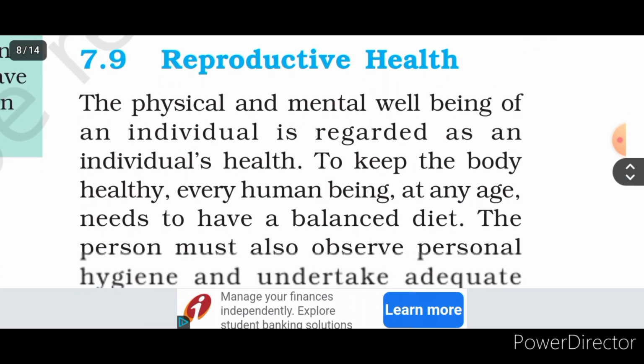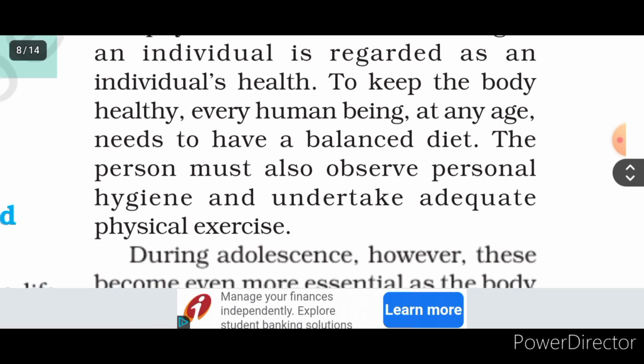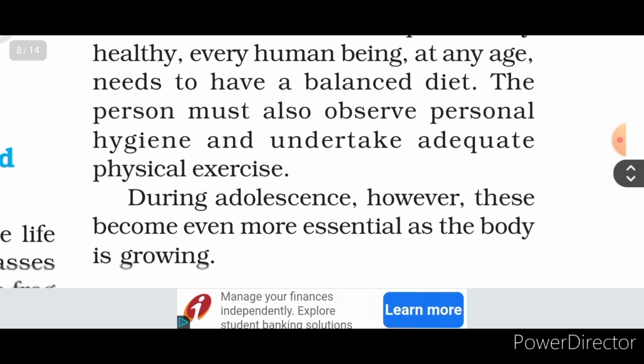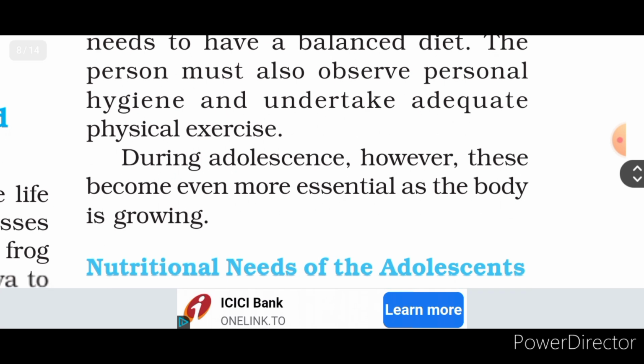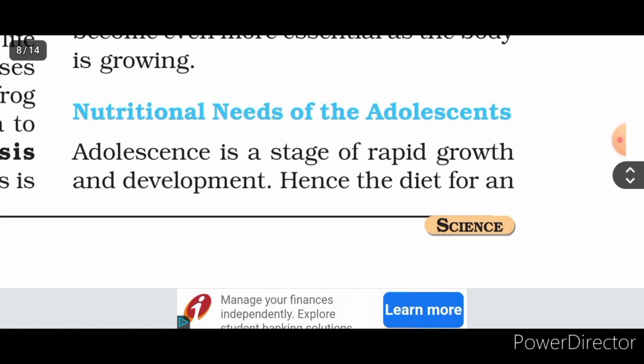Reproductive health. The physical and mental well-being of an individual is regarded as an individual's health. To keep the body healthy, every human being at any age needs to have a balanced diet. The person must also observe personal hygiene and undertake adequate physical exercise. During adolescence, however, these become even more essential as the body is growing.